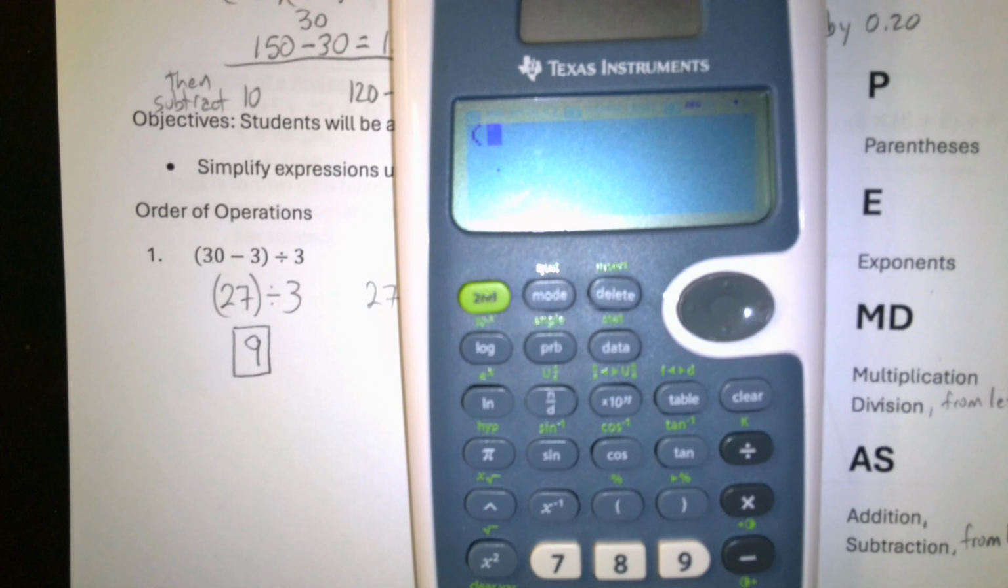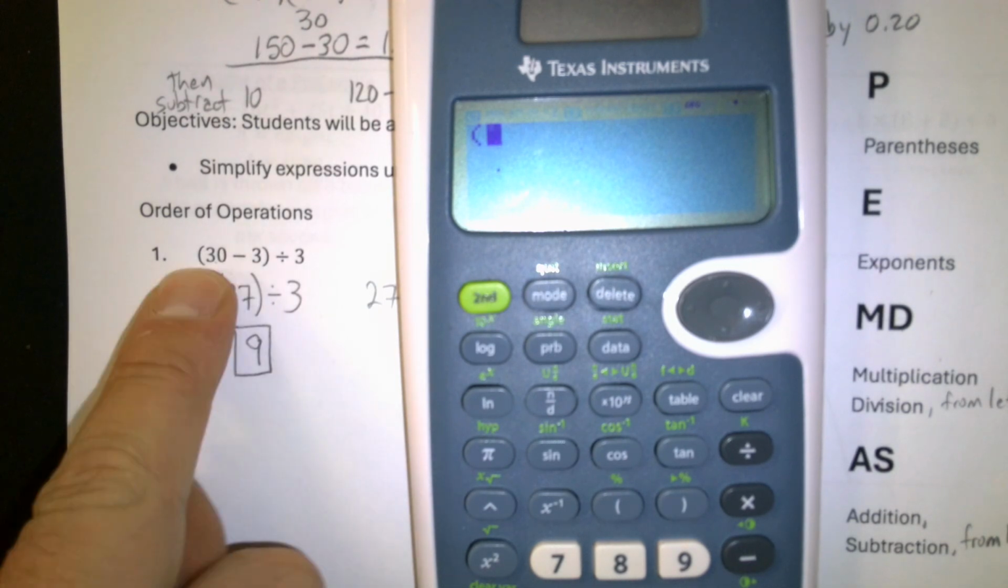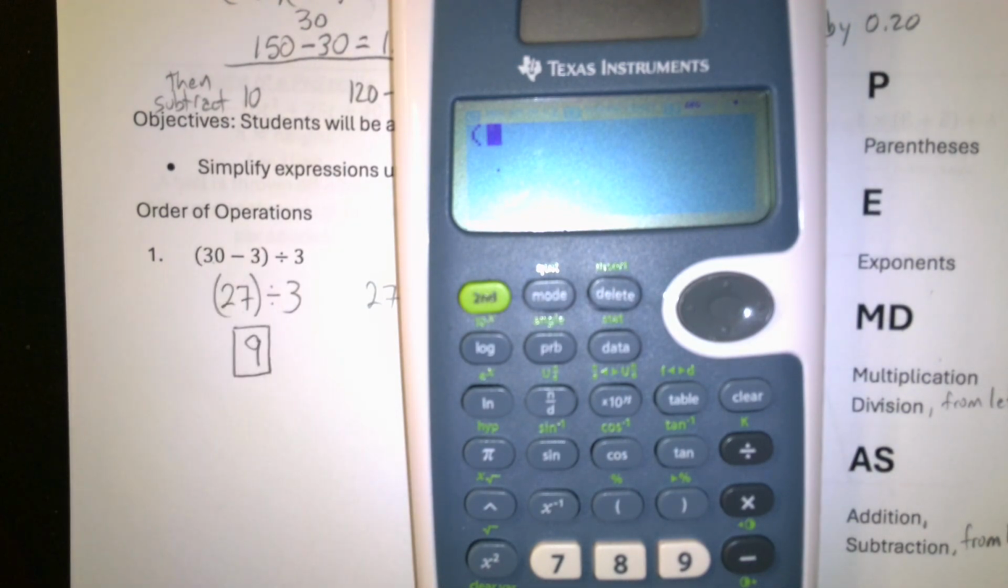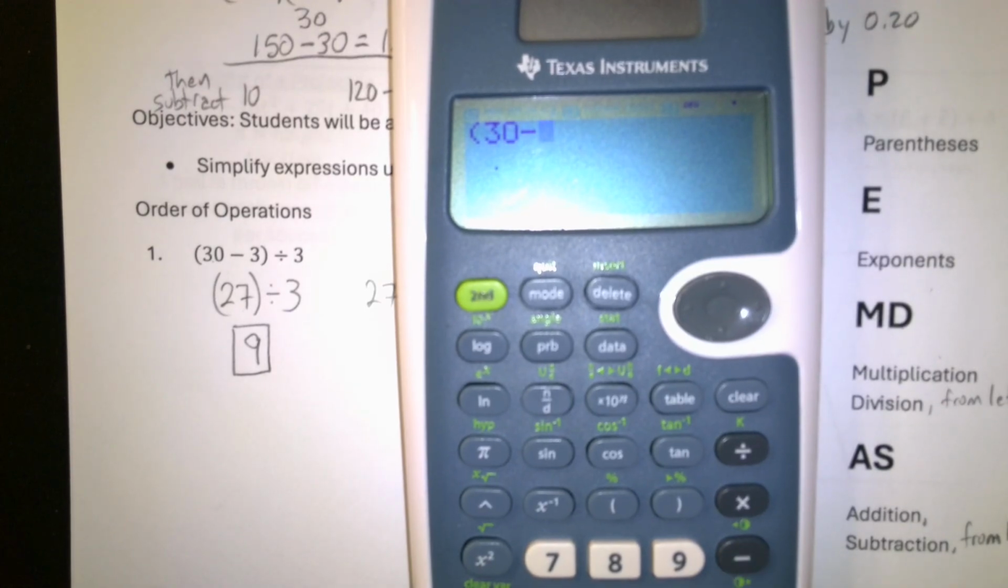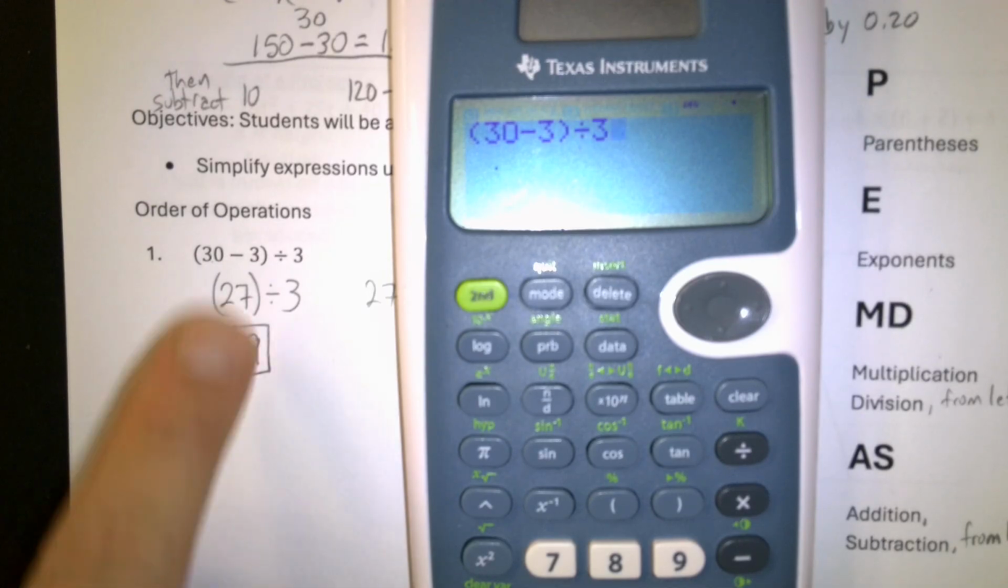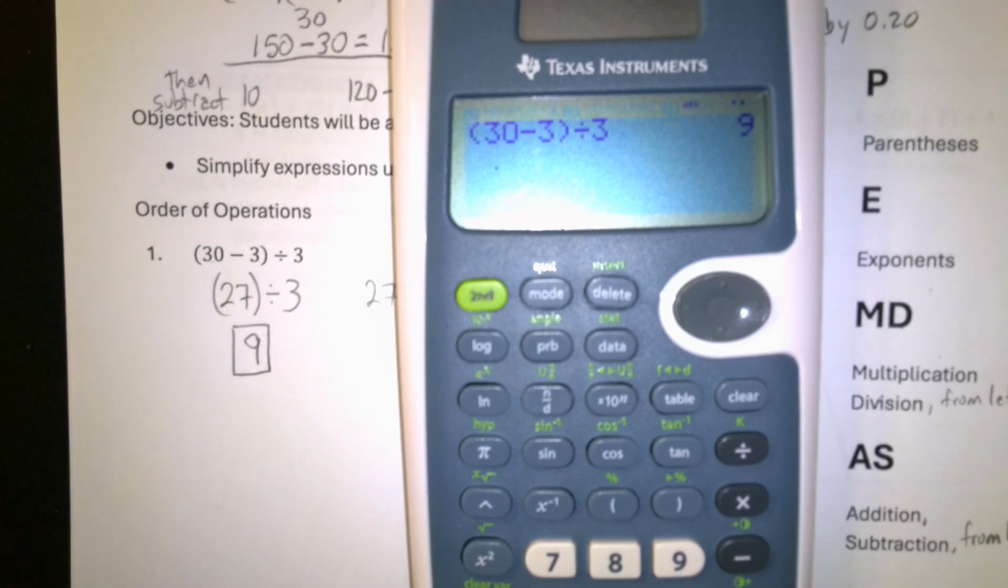So I'm going to go ahead and put a parenthesis here. I'm copying down this problem exactly. And then a 30. And then this is a true subtraction, so I'm using this subtraction button right here. And then a 3. And my parenthesis divided by 3. So that looks exactly like that. When I hit enter, I get 9. My answer was 9. So now I know it's right.